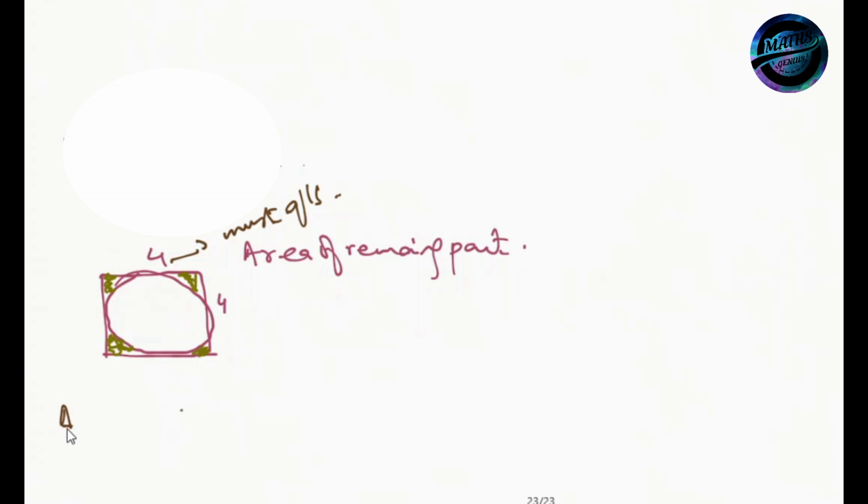So area of square is basically what? Side square, right? So side square, 4 square, it is equal to 16. Now how would you find the area?